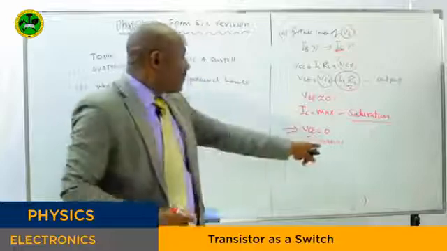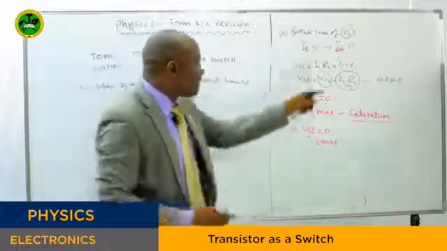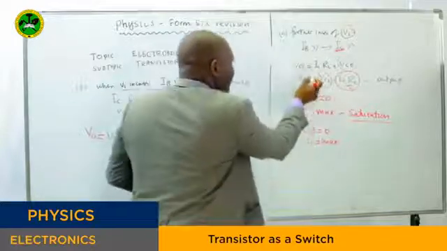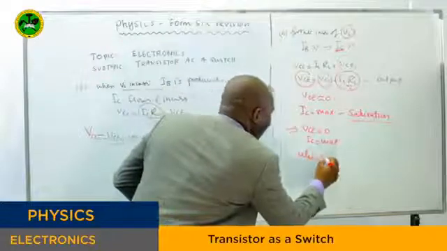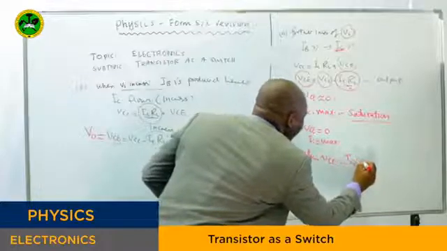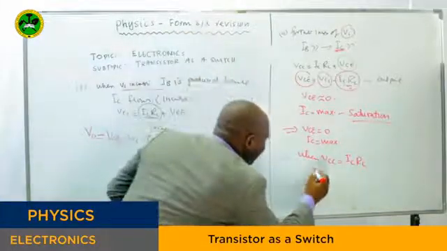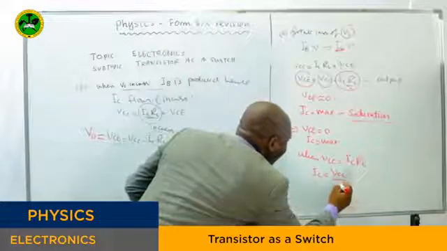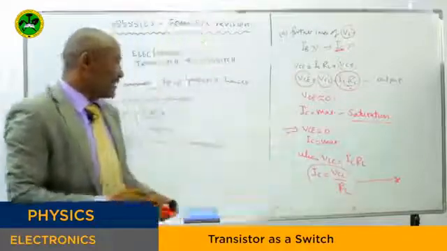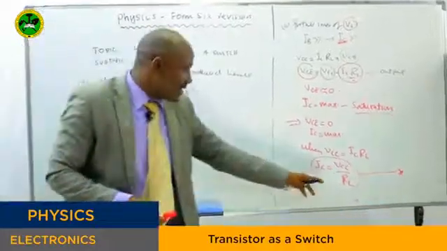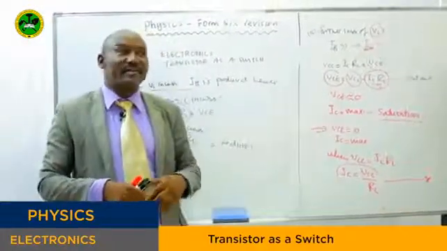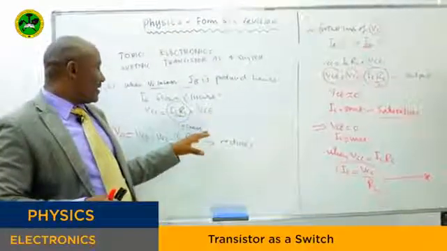Now, if you are told to find the maximum current, how do you find it? The maximum current is found from this voltage. We say that VCE is 0 when VCC equals IC times RL. So you can find the maximum current from the supply voltage and RL. This is the formula used to find the maximum current. So here you can see the condition where the transistor can be found in a saturated state, or it can be found in the cutoff state.